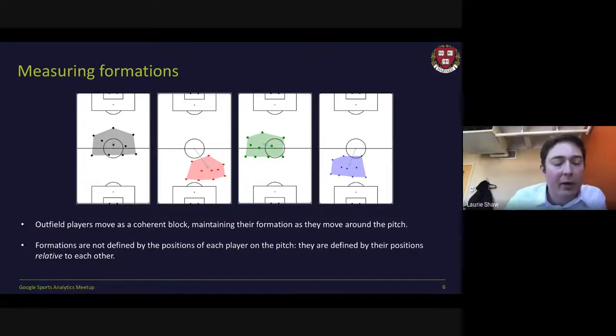So the insight here really is simply just that formations are not defined by the positions of each player on the pitch in an absolute sense. They're defined by their positions relative to one another.